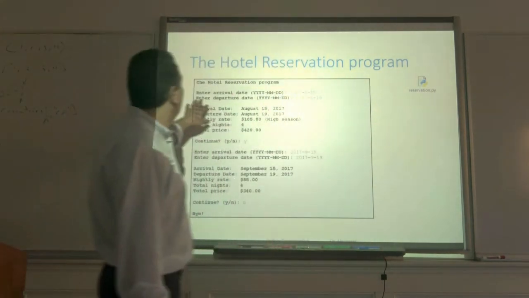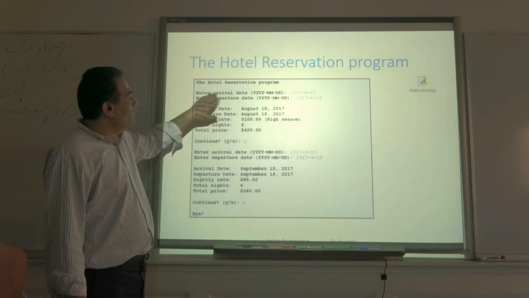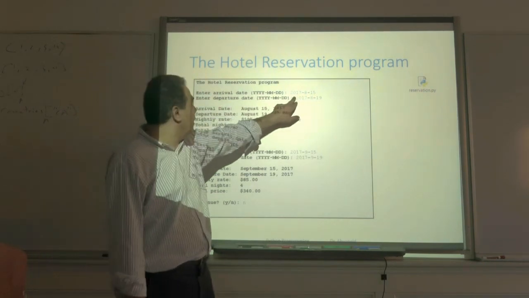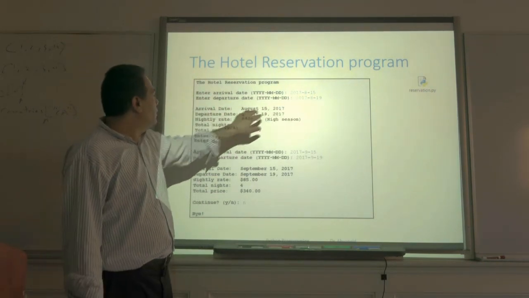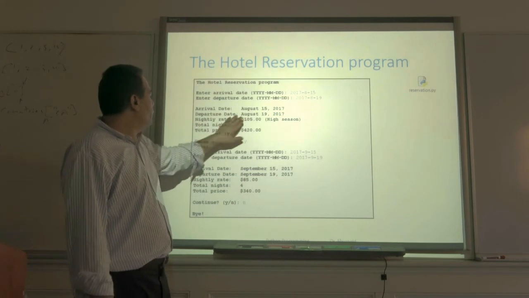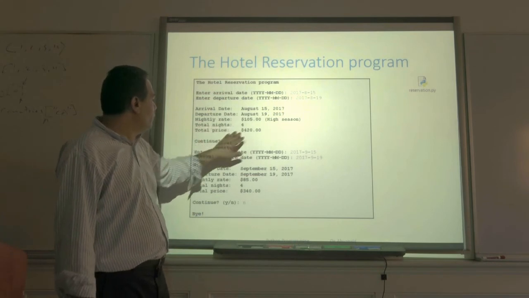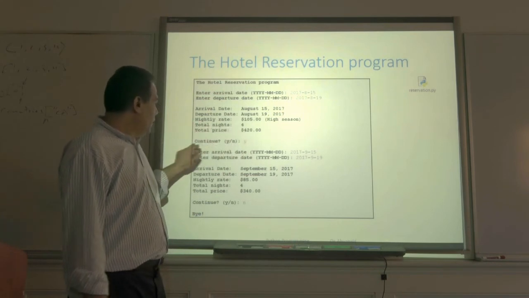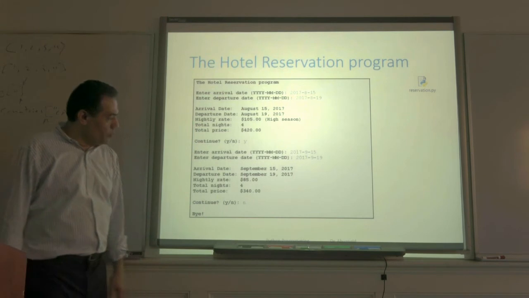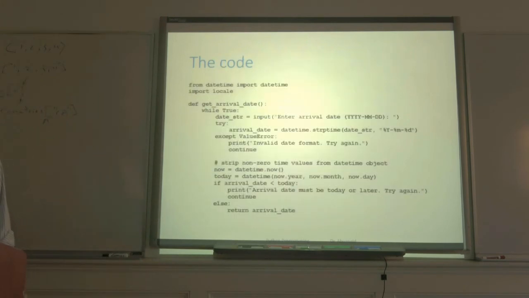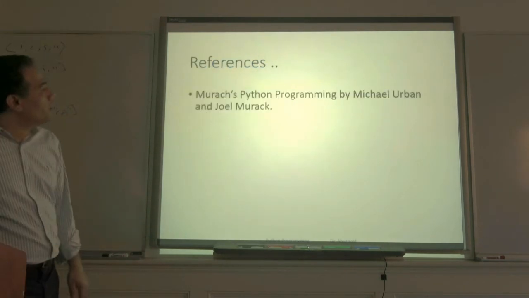So here's this code, the hotel reservation program. Enter arrival date, and it tells you the format. Enter departure date. Arrival date is, departure date is, nightly rate is 105, total nights, total price, and for another person and all of that. So it will be calculated for you. Do I have anything else? Okay, I don't think I have anything else.